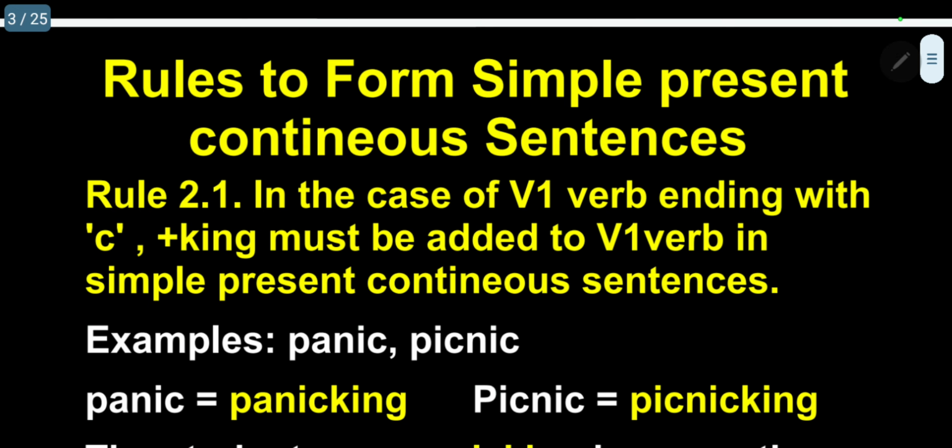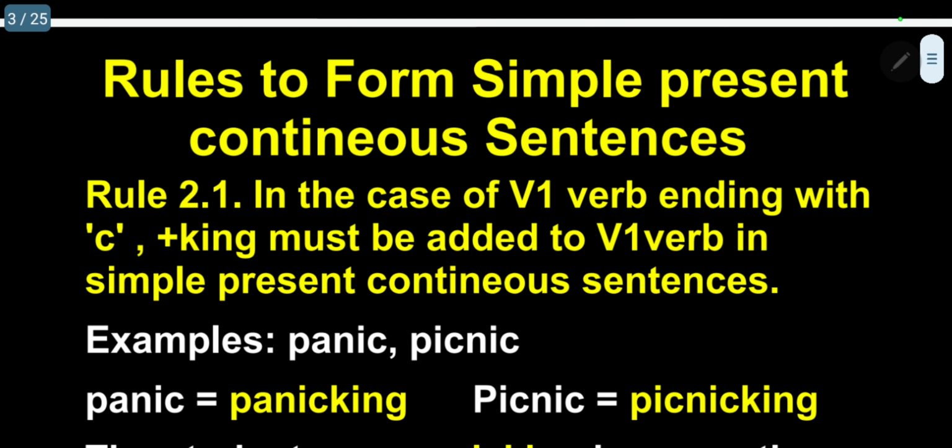Under the simple sentence, we have 12 forms, 12 types of sentences based on tense. Present tense, there are 4 sentences. Past tense, there are 4 sentences. And future, there are 4 sentences. Specifically, let me give an example in the case of present tense: simple present sentence, simple present continuous sentence, simple present perfect sentence, simple present perfect continuous sentence.